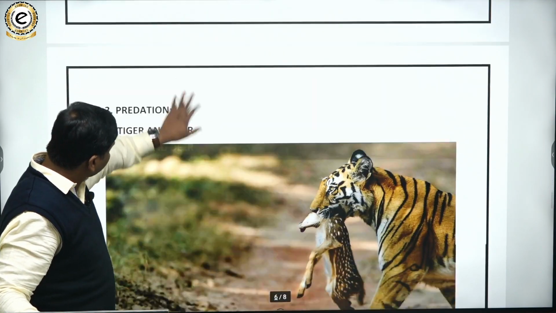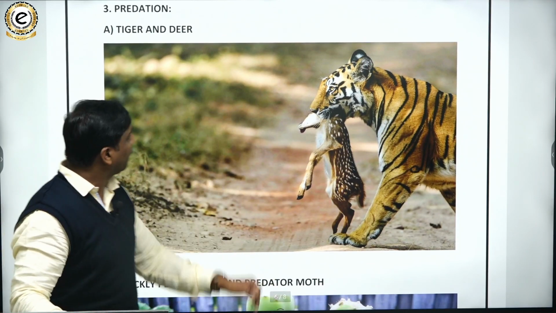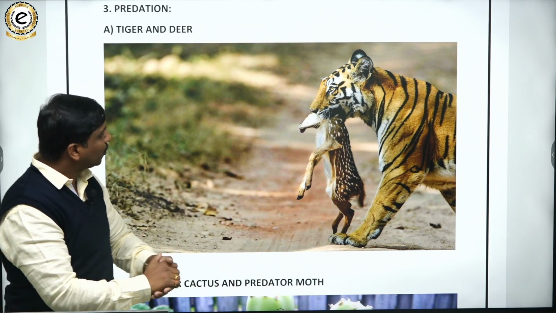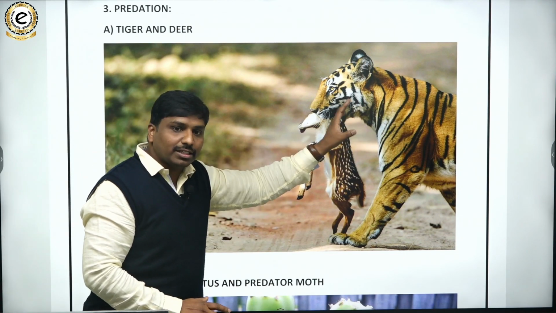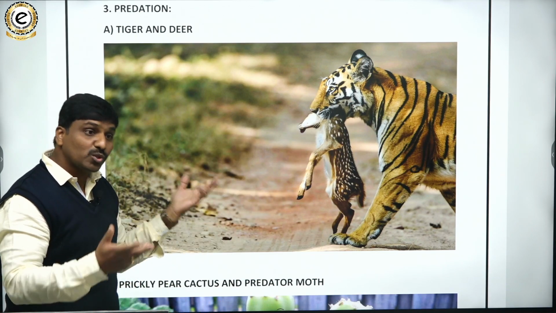Then when we talk about the other negative interaction, predation and prey, look at the tiger and deer. It's an example of predation and prey. There you can see the tiger is the predator and the deer is the prey. So that's one kind of thing.